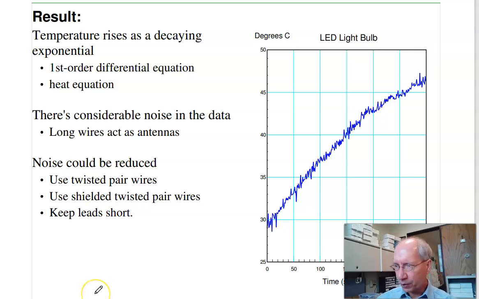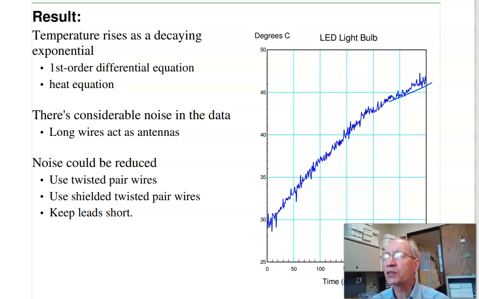Measure it over 5 minutes. Here's the temperature of the light bulb as you turn it on. You can see that it's kind of noisy and it is warming up. So I am measuring temperature. If I let it go further, it would eventually flatten out, and that would tell me how warm the light bulb is in steady state.